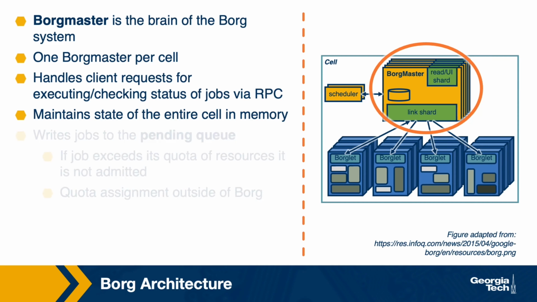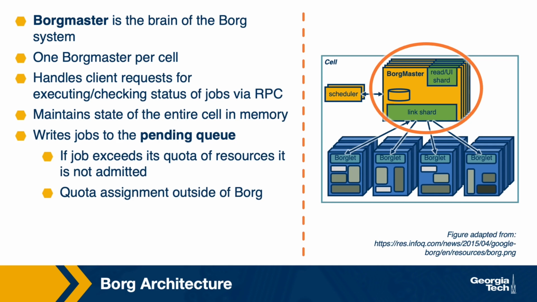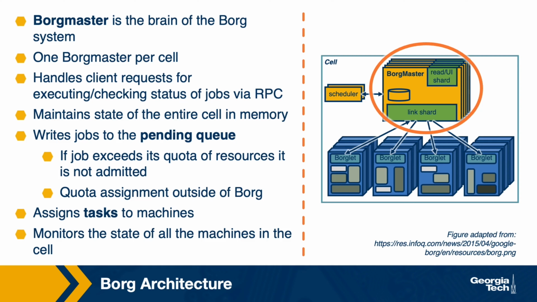So you can already get some flavor that this is going to present some limitation on how much we can scale a single cell. The scheduler determines what are the jobs that can be admitted and assigned to the pending queue. If a job in some way exceeds its quota of resources, it is not going to be admitted, it's going to be removed from the pending queue. And the actual assignment of these resource quotas is orthogonal to Borg; that happens outside of Borg. It makes the actual assignment of tasks to the different machines, and it monitors the state of all of the machines in the cell.